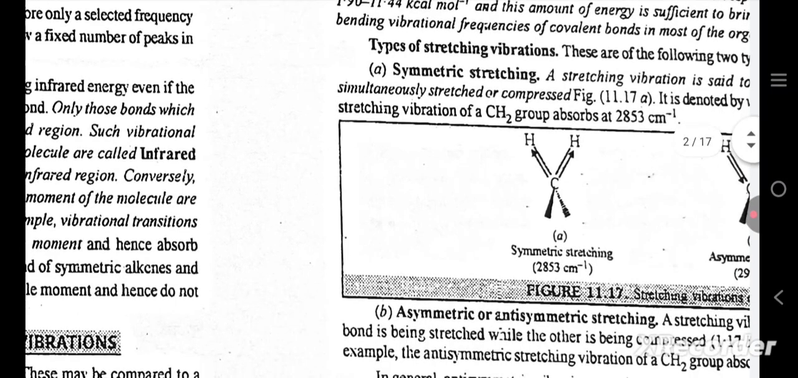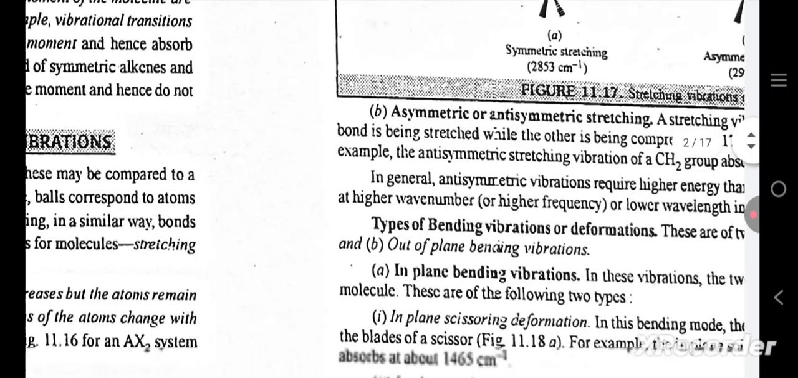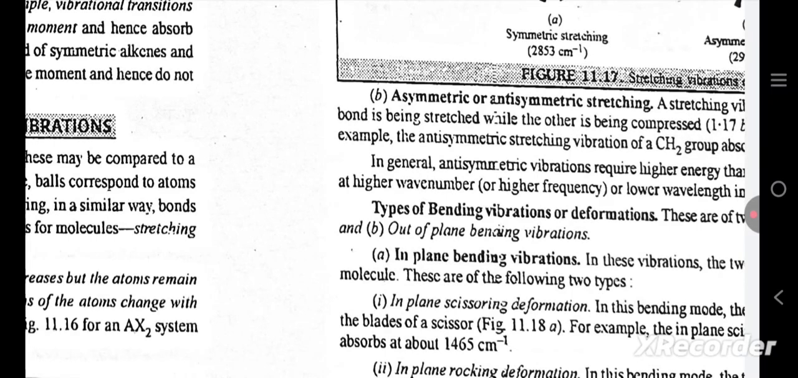Types of stretching vibrations. There are the following two types of stretching vibrations. Symmetric stretching: a stretching vibration is said to be symmetric if both bonds simultaneously stretch or simultaneously compress. For example, the symmetric stretching vibration of a CH2 group is absorbed at 2853 centimeter inverse. Asymmetric or antisymmetric stretching: in this vibration, one bond is being stretched while the other is being compressed. Example, the antisymmetric stretching vibration of a CH2 group is absorbed. In general, antisymmetric vibrations require higher energy than symmetric ones, that is, they appear at higher wave number or higher frequency or lower wavelength.